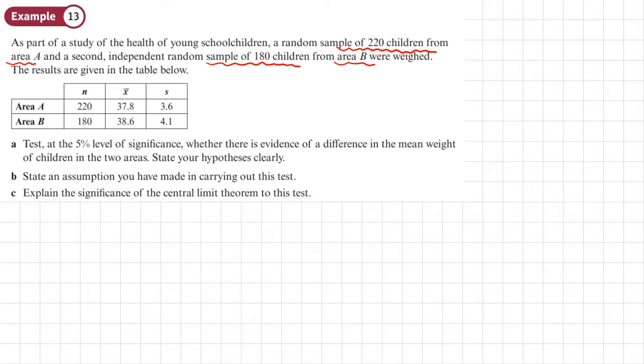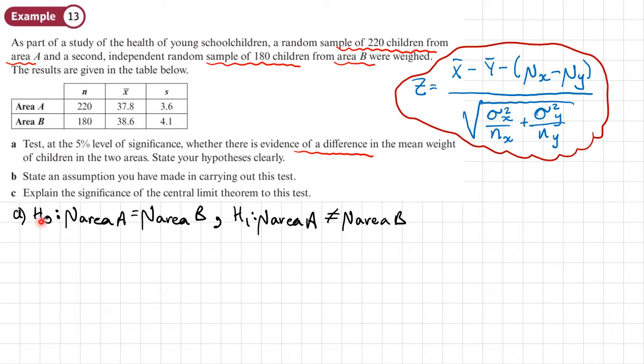Part A, test at the 5% level of significance whether there is evidence of a difference between the mean weight of the children in the two areas. State your hypotheses clearly. We have our formula up here. Start with H0 and H1. H0, that the mean in area A is the same as area B, and because we're looking for a difference, H1, the mean in area A is different to the mean of area B.